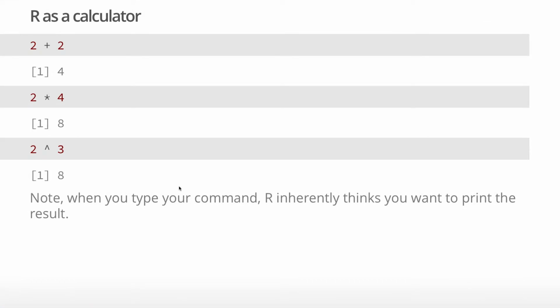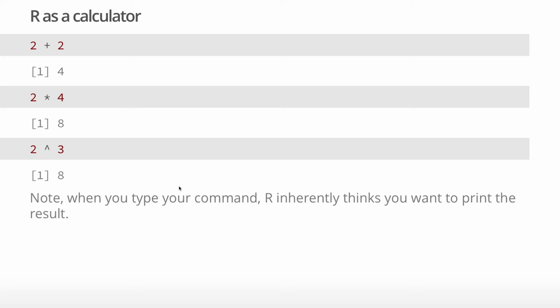So again, R is just a calculator, right? It's just executing commands. So you can do all the things that you want to do with arithmetic: addition, multiplication, subtraction, powers, right? The caret is the power operator in R. You can also use two asterisks back to back. If you did 2 asterisk asterisk 4, that is the same as 2 to the 4th power. But usually most people use the caret.